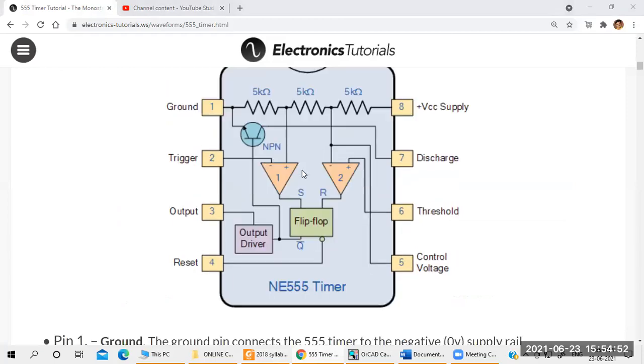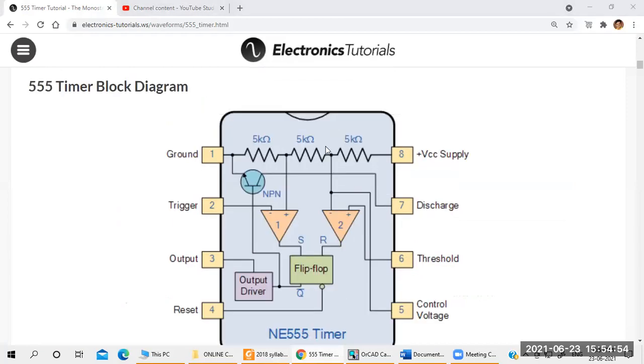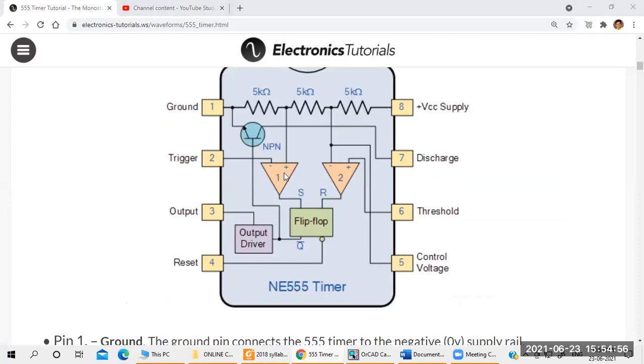This is the IC. In total there are 8 pins here: pin number 1, 2, 3, 4, then 5, 6, 7, 8. There are 8 pins connected in the IC. Inside the IC, they have taken this circuit diagram. Here they have taken 2 comparators, 1 flip-flop, 1 output buffer, 1 transistor, and 3 resistors. These are the elements connected for the 555 timer.